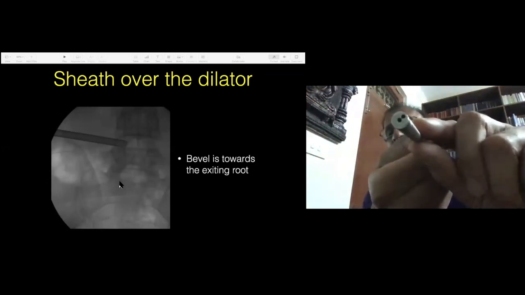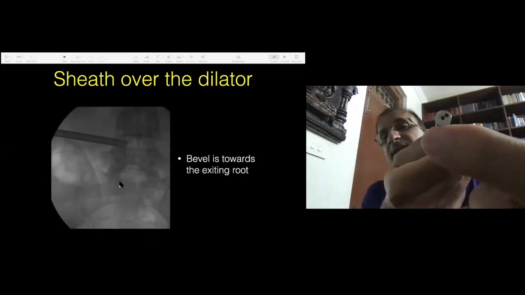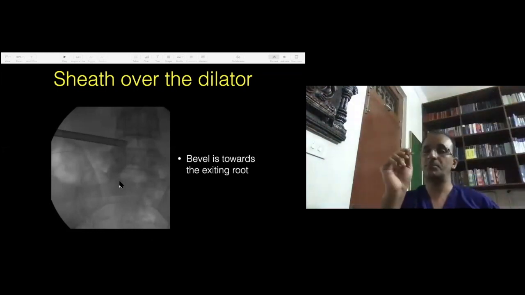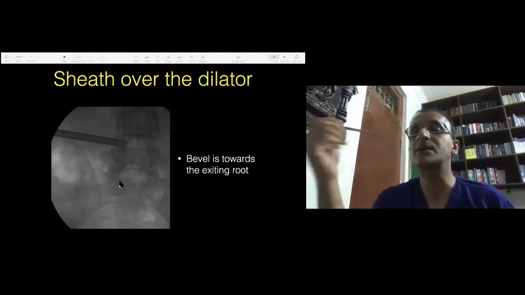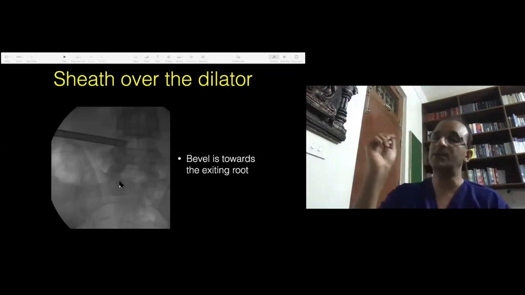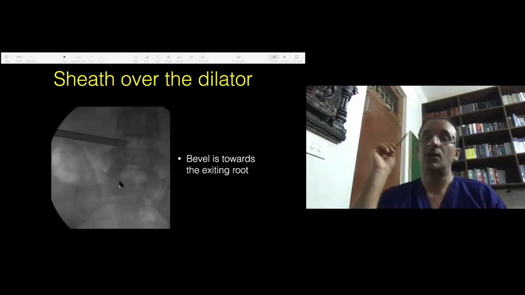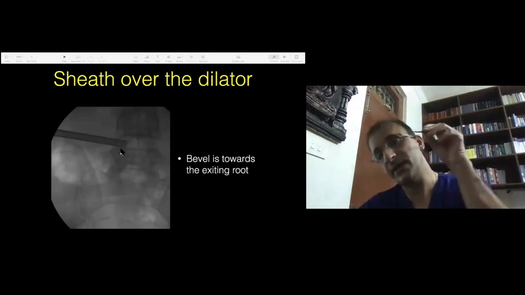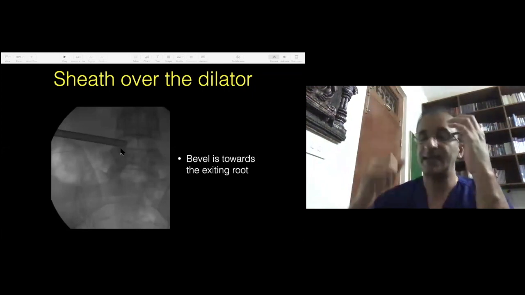Also, from the other end, you see there are two holes. Through the center one, the needle is coming out. Through the other one, you can inject local. So while you are pushing it in, especially in surgeries where you're doing it under local and sedation, you need to keep on injecting a lot of local so that the patient does not have pain. Also, when the sheath and the dilator are going inside the annulus or near the annulus, it is very painful. So you need to inject.